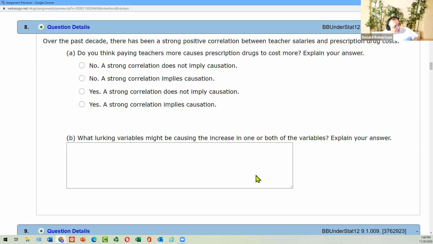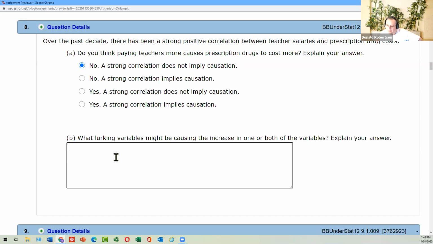Well, how about this one? Over the last 10 years, there's a strong positive correlation between teachers' salaries and the cost of prescription drugs. That's another correlation is not causation one. So I pick that dot. Now you've got to tell me, what kind of lurking variable could cause me to get paid more and drug prices to go up? And I know it's not me taking drugs, because I don't, at least not illegal ones. I take prescription drugs. Right, give me a good one.